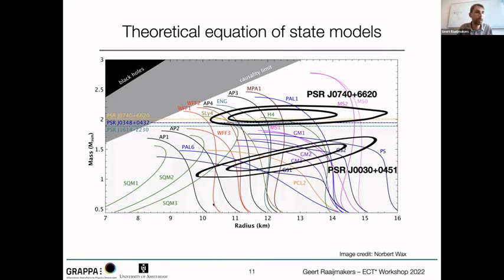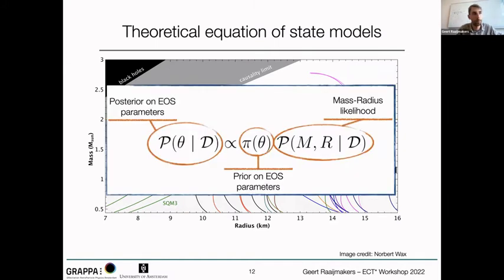But we can't really do that with these individual models, because most of them are computationally too expensive to generate on the fly in some sort of parameter estimation. So what we usually do is use some parameterized version of the equation of state, so that we can actually constrain the equation of state parameters that describe that model. So we want to learn the posterior on these equation of state parameters.